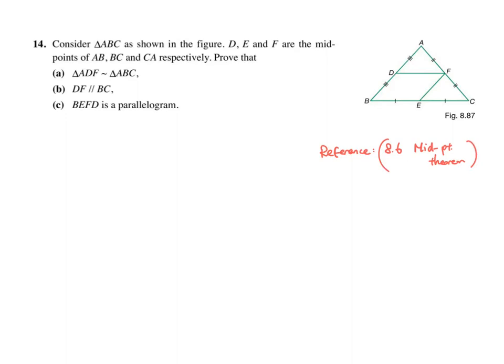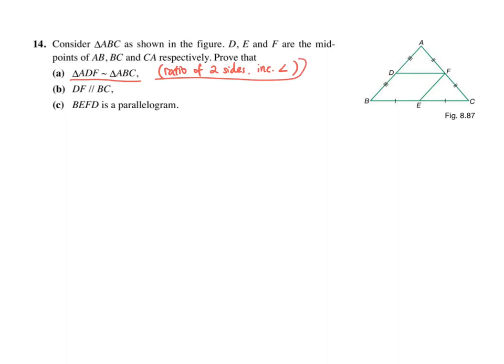Okay, now let's look at number 14. For this question, you may refer to 8.6 midpoint theorem. However, because it is not learned yet, I would not use this theorem for this question. But you can refer to this idea later when you learn 8.6. Look at part A. In order to prove these two triangles are similar, we may make use of the reason ratio of two sides, included angle.